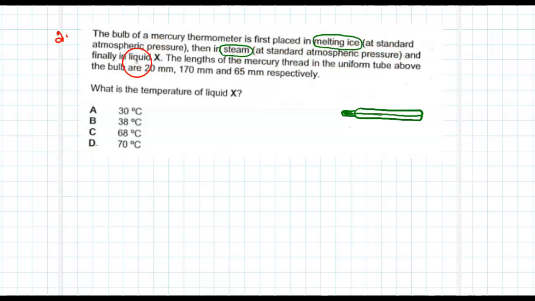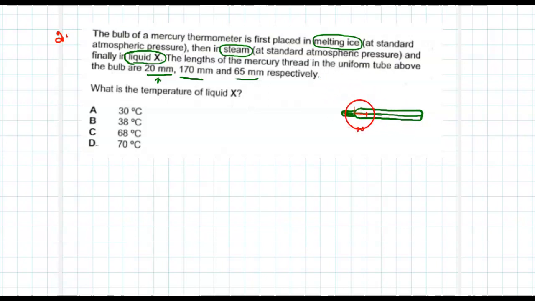And finally, we place the thermometer in a liquid X. We don't know the temperature of liquid X. The lengths of the mercury thread in the uniform tube above the bulb are 20 millimeter, 170 millimeter and 65 millimeter respectively. What does it mean? When you place it into the melting ice, the mercury level rises from the bulb to somewhere here, 20 millimeter.